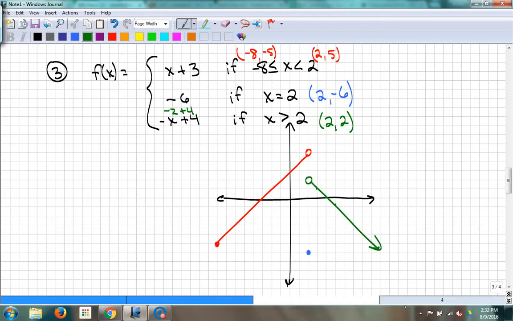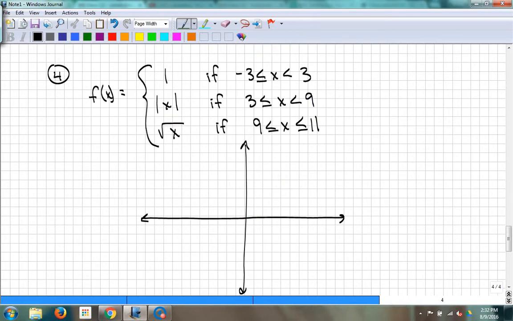All right. Number 4, a little bit more difficult. Got more pieces. Important points at (-3, 1) and (3, 1). So (-3, 1) filled in, (3, 1) open, horizontal line connecting. Second piece, important points at (3, 3) and (9, 9). Filled in on the (3, 3). Open on the (9, 9). 3, 6, 9.